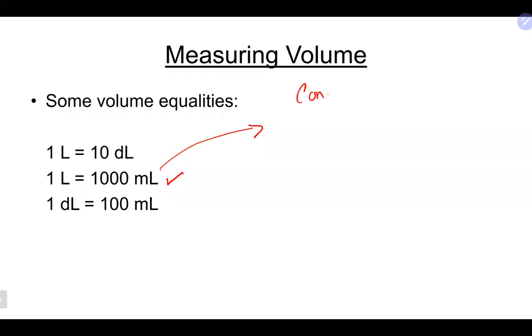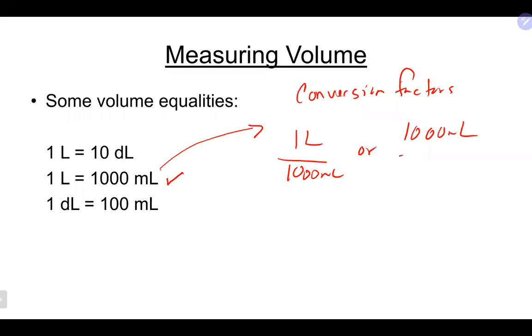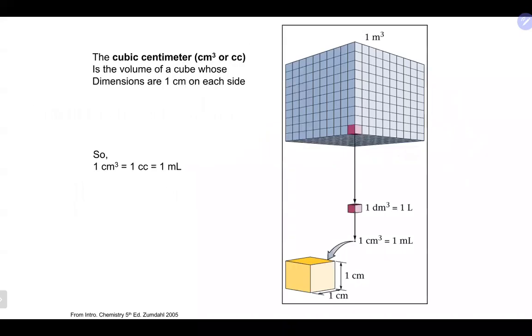So for example, we could write 1 liter over 1,000 milliliters, or 1,000 milliliters over 1 liter. So really from any type of equality, as we'll be talking about, you can come up with two different conversion factors to help you solve a problem using what is referred to as dimensional analysis. And obviously in most cases, you will not use them both, you would just use one.